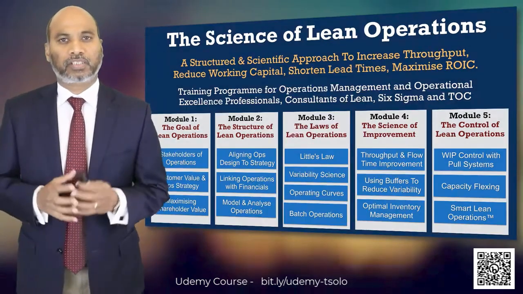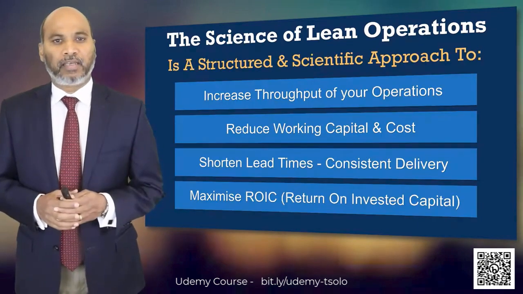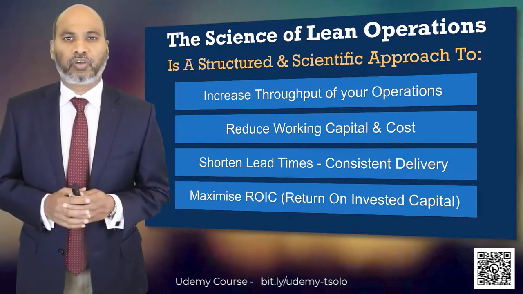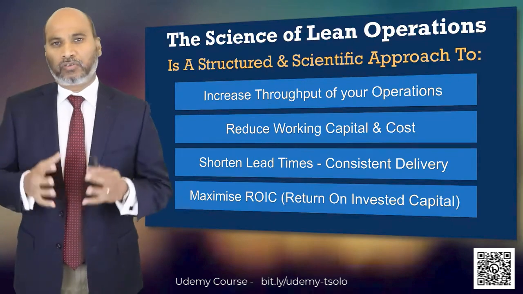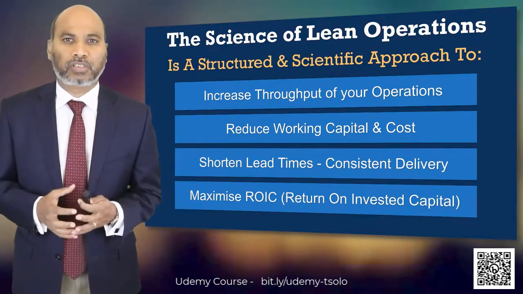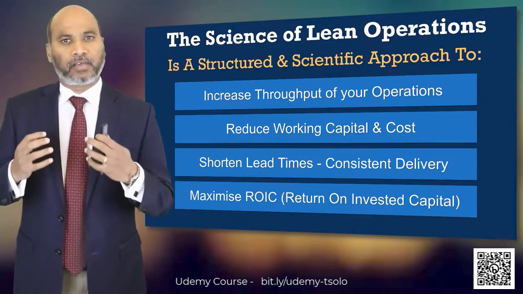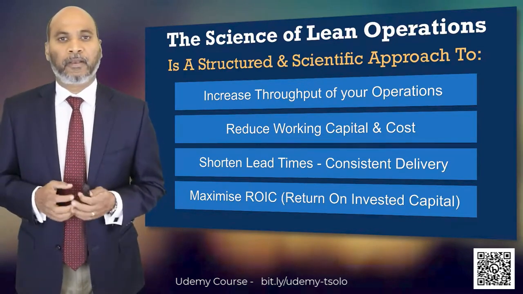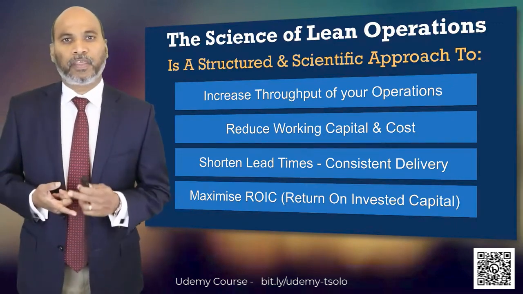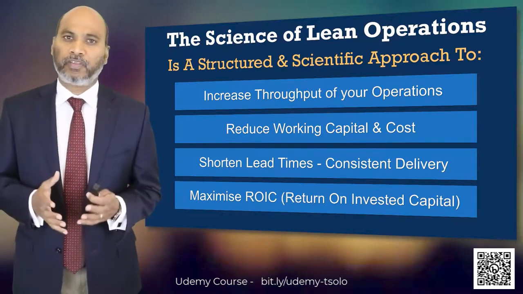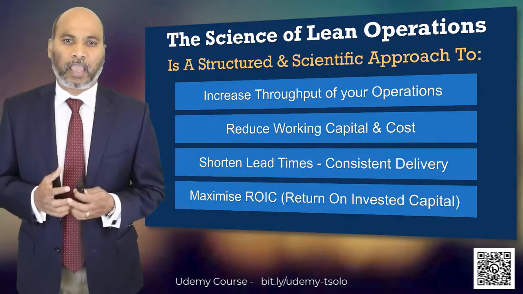This is a new course called the Science of Lean Operations. It has 5 modules and it is a structured and scientific approach to increase the throughput or output of your operations, to reduce the working capital and the cost within your business operations, shorten the lead times and provide consistent delivery to the customers. And finally, of course, not to forget, maximize the return on the invested capital. Everything within this course is aligned to increase the return on the invested capital, right?